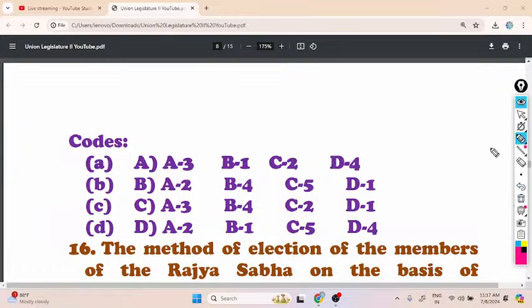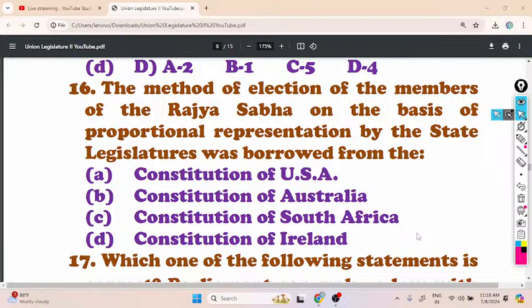Question number 16. Very good questions, isn't it? The method of selection of the members of Rajya Sabha on the basis of proportional representation by the state legislature was borrowed from. The Rajya Sabha members are elected under Article 80 and 81 clause 1, which says that Rajya Sabha members are elected indirectly, by the elected members of the legislative assemblies of the states and also the legislative assemblies of the union territories which have this arrangement. It is borrowed from the South African Constitution. But remember, the nomination of members to Rajya Sabha is borrowed from the Irish Constitution of Ireland.